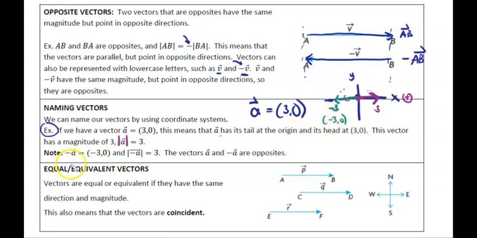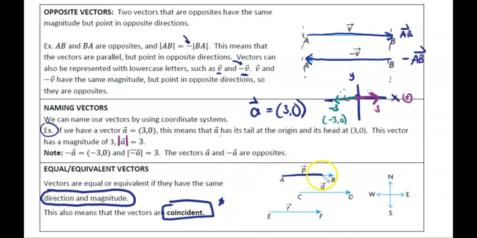Okay, now equal or equivalent vectors can be called either one. They're equal or equivalent if they have the same direction and magnitude. That obviously makes sense. They have to be identical. Another name for it is coincident, and this is going to play a role in a couple units.